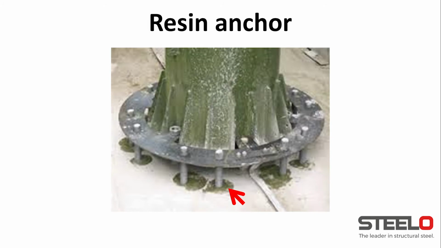A resin anchor is a stud, so threaded bar, used to hold normally the base plate of a column or post, and it is embedded into concrete, but the only way to fix it to concrete is to use a resin glue that bonds the concrete and the stud inside it. So if we have anything being anchored into concrete, it most probably will be a resin anchor.